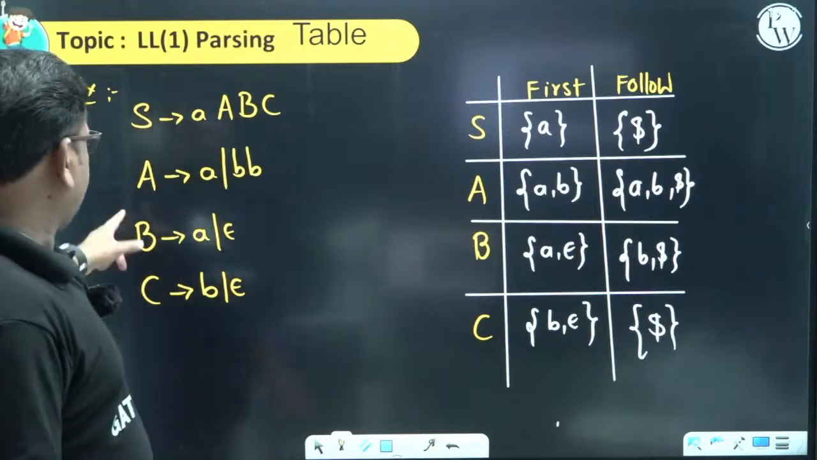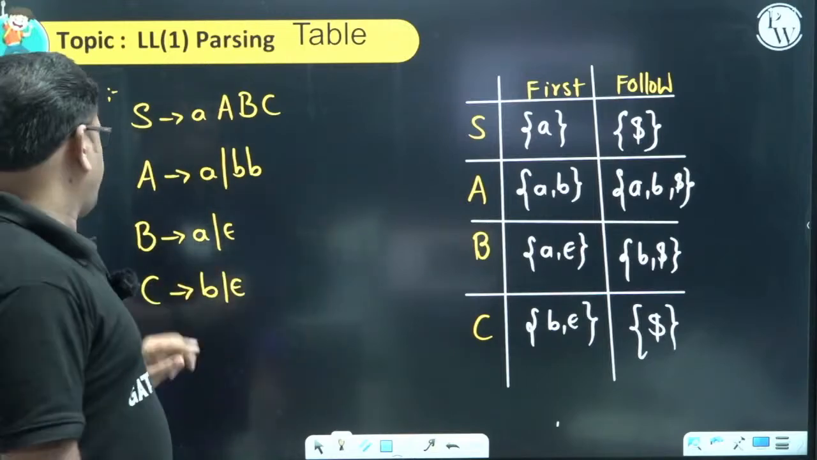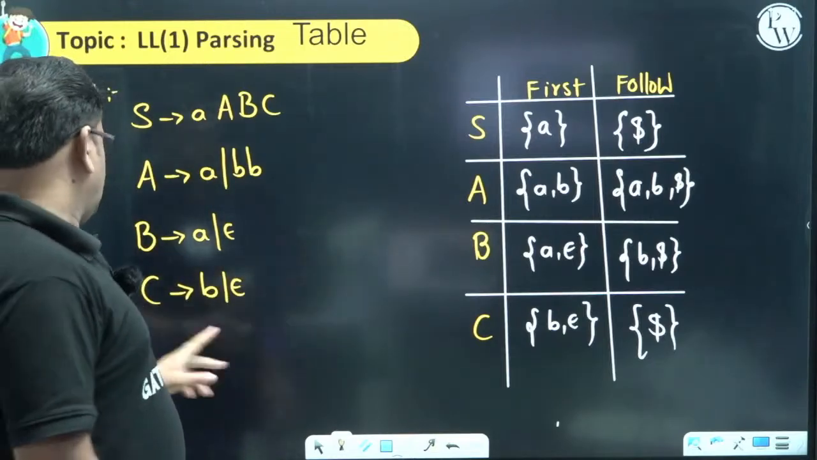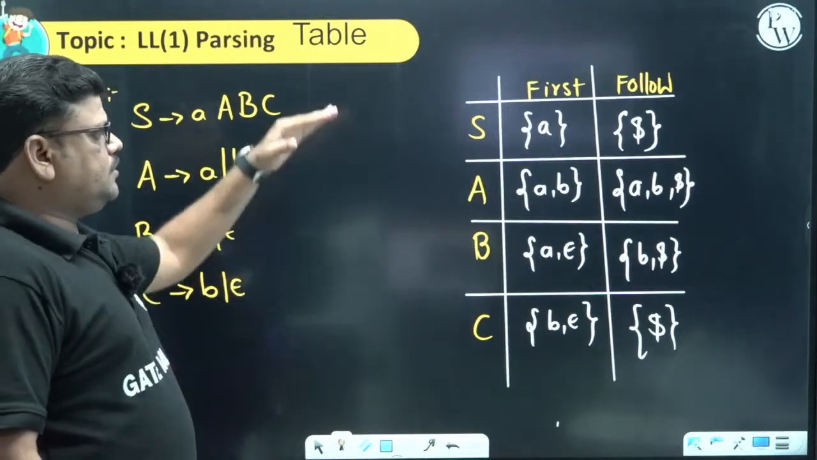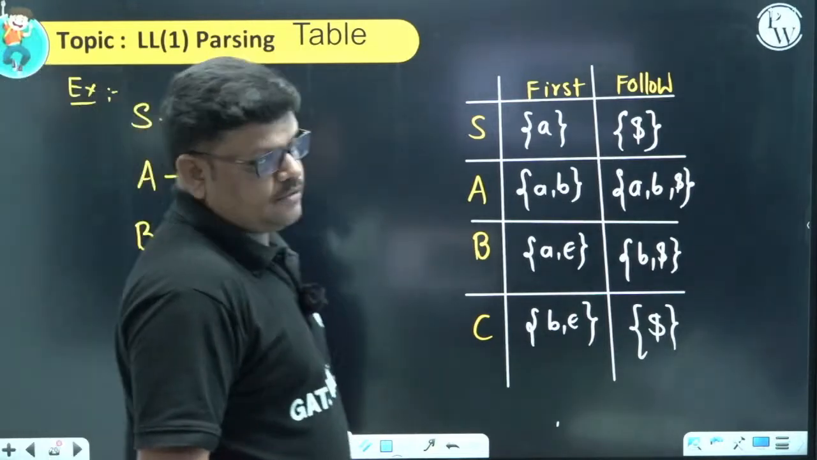So follow of A is dollar, follow of B is dollar, follow of C is dollar. These are the first and follow values.